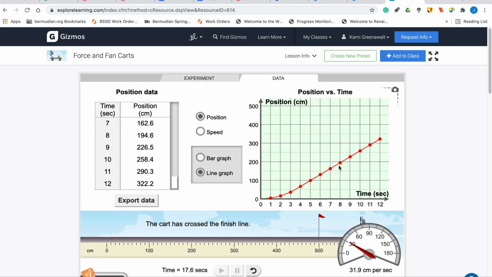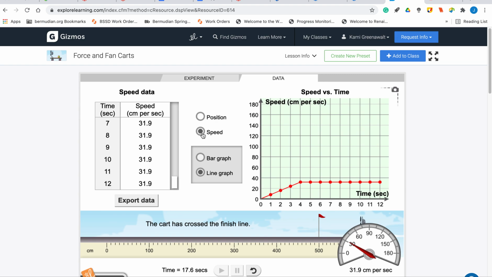And what pattern do you see? Those of you who have Mrs. Weaver for math, you might be able to relate this to slope somehow, or a direct variation maybe, possibly. And then the second question there, question number 5 says select the speed tab. What pattern do you see in the speed data after the fan is off?